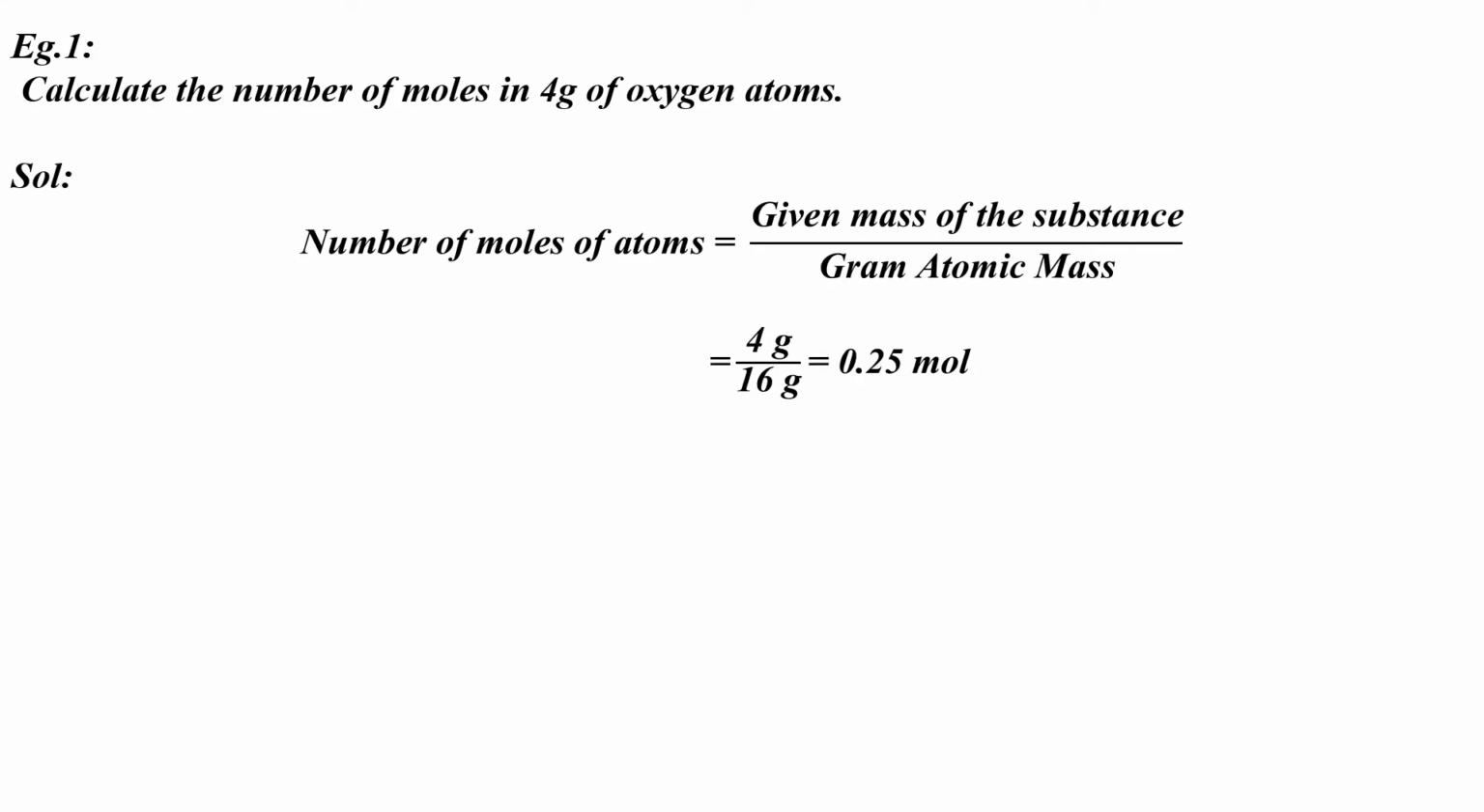Let's look at the first example. Calculate the number of moles in 4 grams of oxygen atoms. Here the mass of oxygen atoms is given in grams and we are asked to calculate the number of moles of oxygen atoms present in 4 grams of oxygen atoms. So we would use the formula number of moles of atoms is equal to given mass of the substance divided by gram atomic mass.